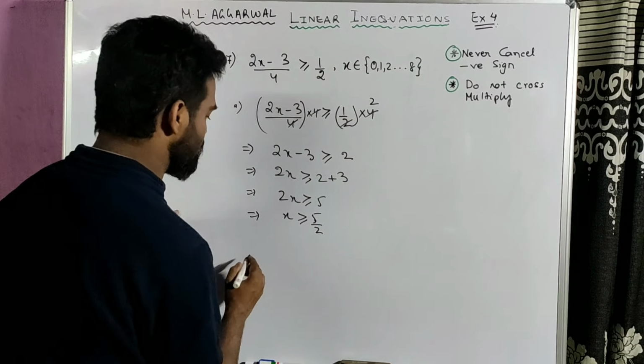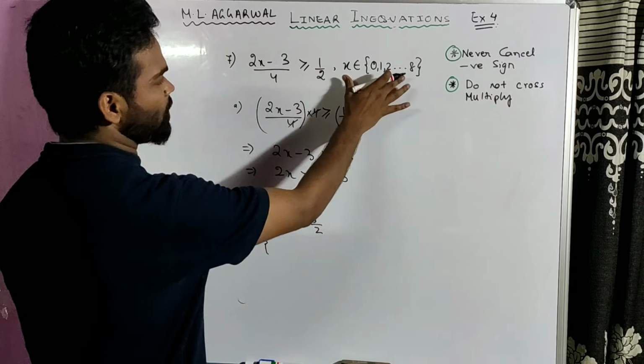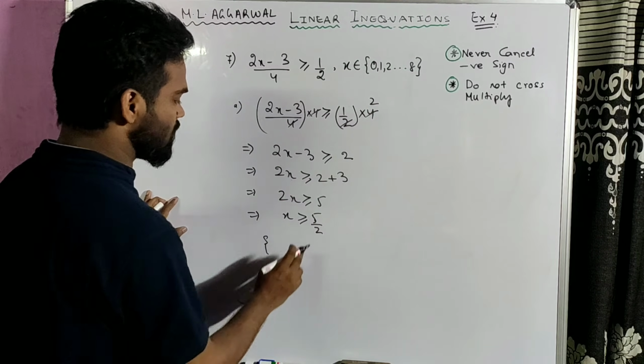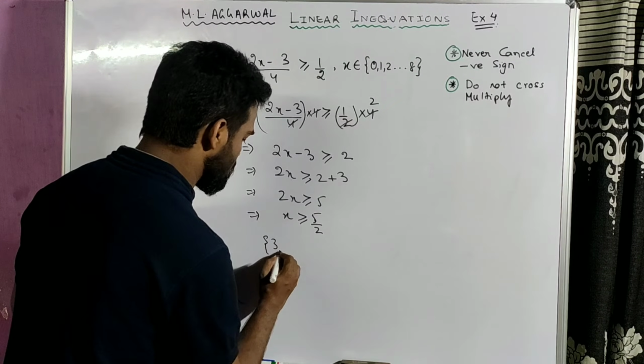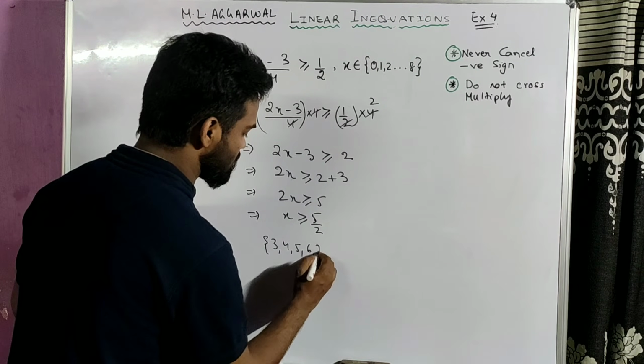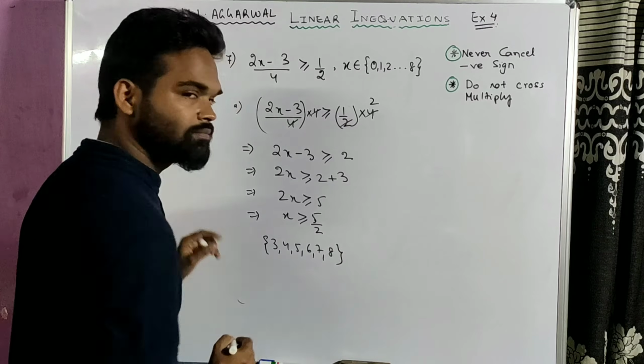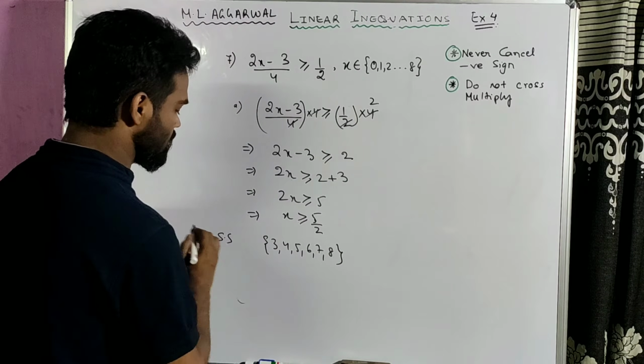So the replacement set is given. So what will be the solution set? Greater than or equal to 5 by 2, which means greater than or equal to 2.5. So it will be 3, 4, 5, 6, 7 and 8. This is our solution set, isn't it?